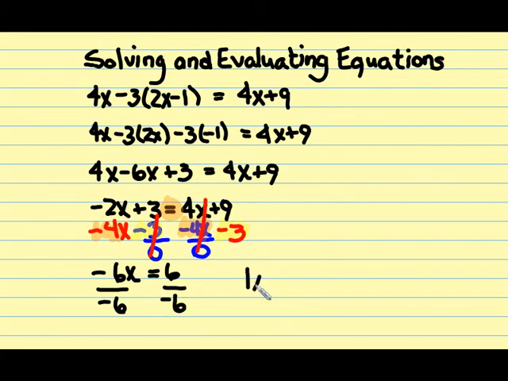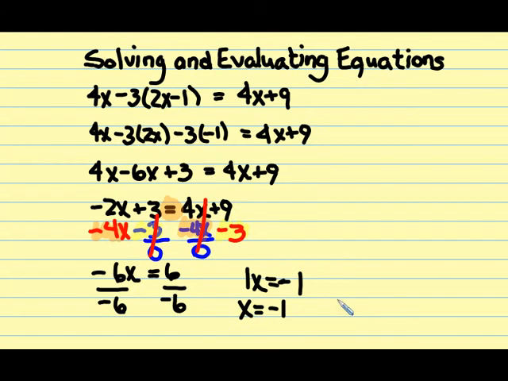So I end up with 1x equals 6 divided by 6, which is also 1. And because I have an odd number of negatives, that's negative. So my final answer is x equals negative 1. So that's the solution for this equation.